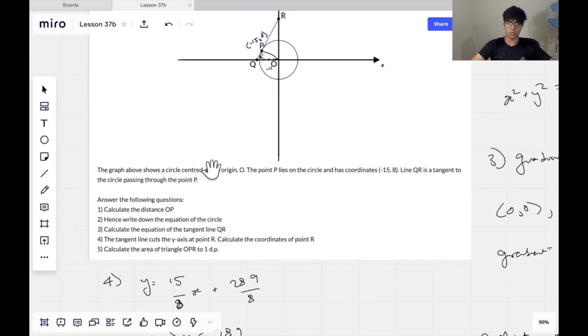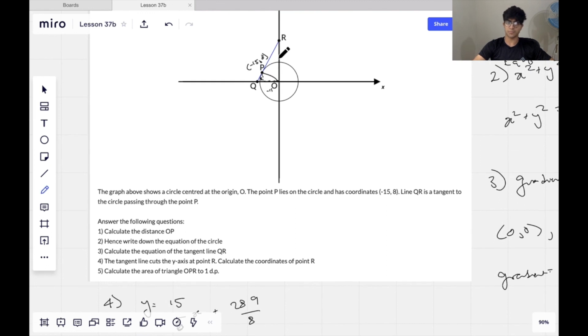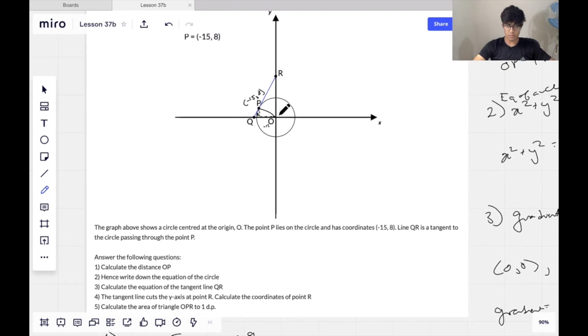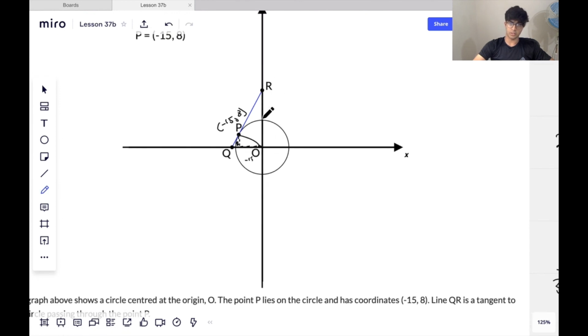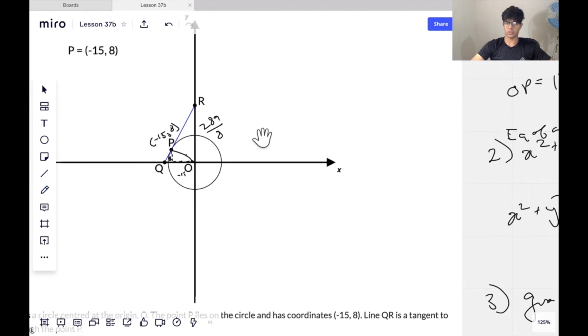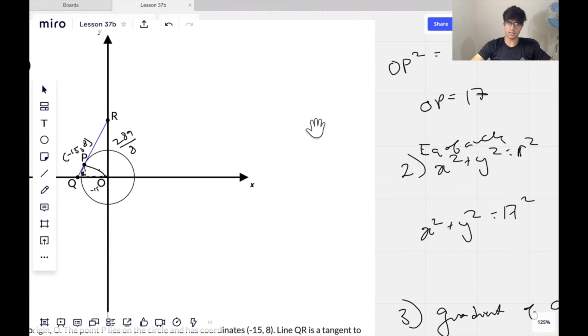So what is OPR? O to P to R. We know this length, and we can probably find this length, and then it's base times height, and that does it. Since we know what OR is, this is 289 by 8. Sorry, we know what OP is. OP was the radius, which is 17.